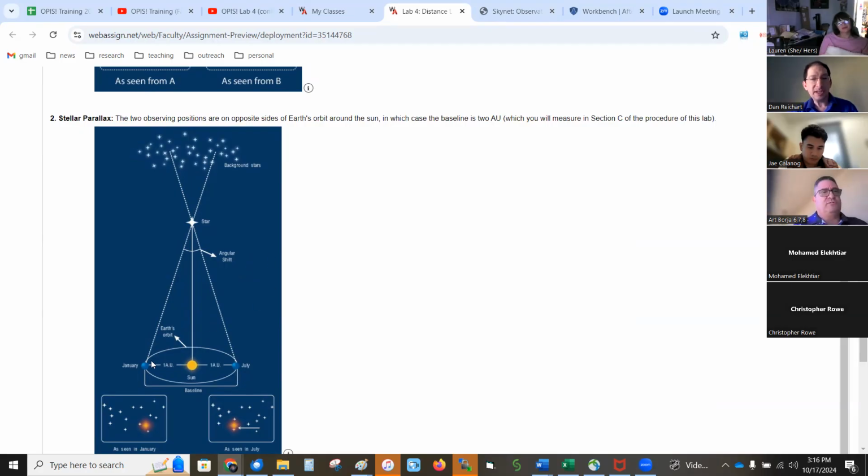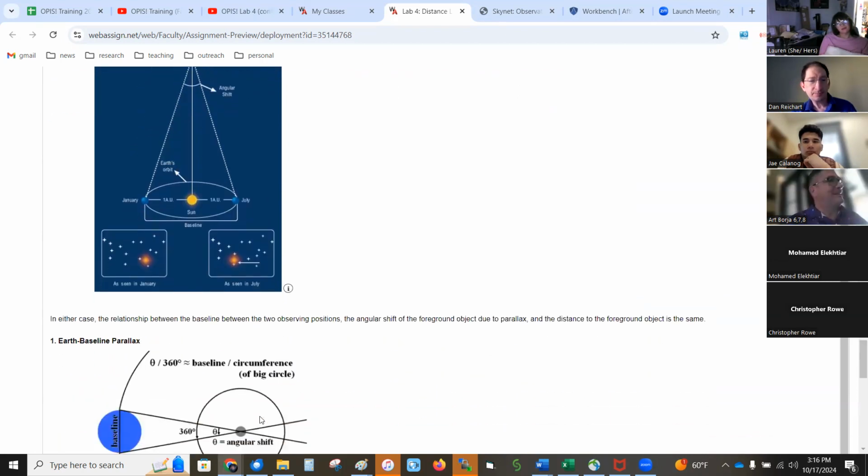And then the other use case here, stellar parallax. Instead of being on opposite sides of Earth, we're on opposite sides of Earth's orbit, looking at a nearby star compared to faraway stars, and you get shifts. And in the case of Alpha Centauri, it's about an arc second or so, and much less for other stars farther out.